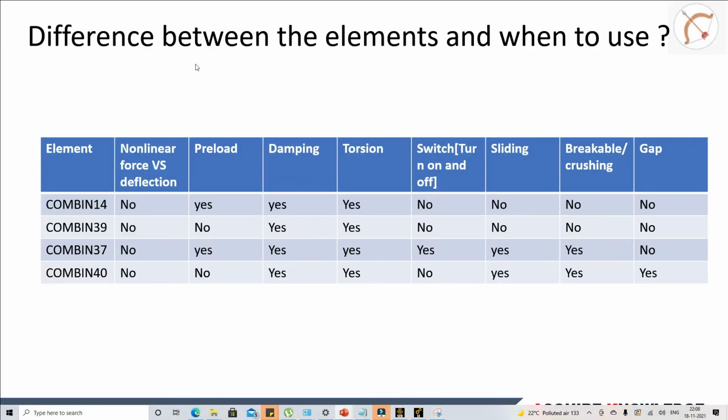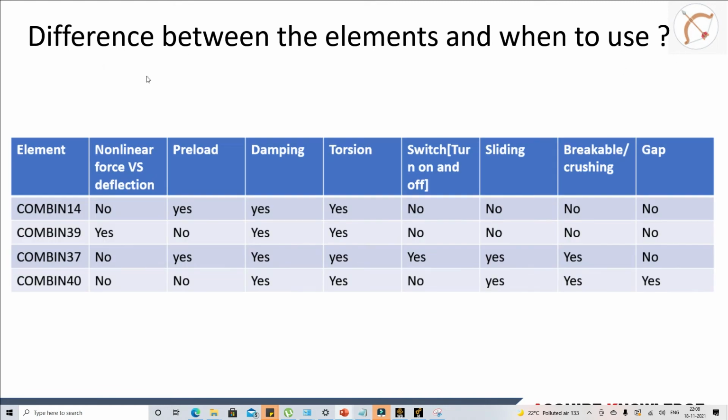So this is a chart that I created for you that you can keep handy whenever you are trying to use the spring and want to make a judgment based upon your engineering requirement, like which spring is good for your application. For example, if you want to include some nonlinear force versus deflection curve, the only element that will allow it is the combin 39 element. I, by mistake, kept it as no in the chart, so I will modify this, but combin 39 element is something that will be helpful for those type of applications.